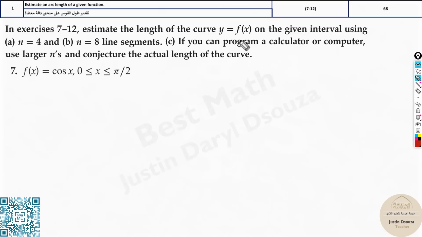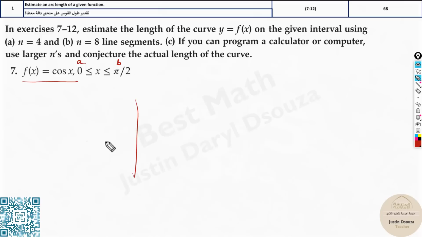Here we have been told to estimate the arc length for the given function. What is the function here? f of x or y is equal to cosine x, for this given interval. What is the interval? 0 to pi by 2. I will write the interval a to b. We write the first point, that's the lower number, as a, or the starting interval point, and the ending interval as b. And they have told n is equal to 4.